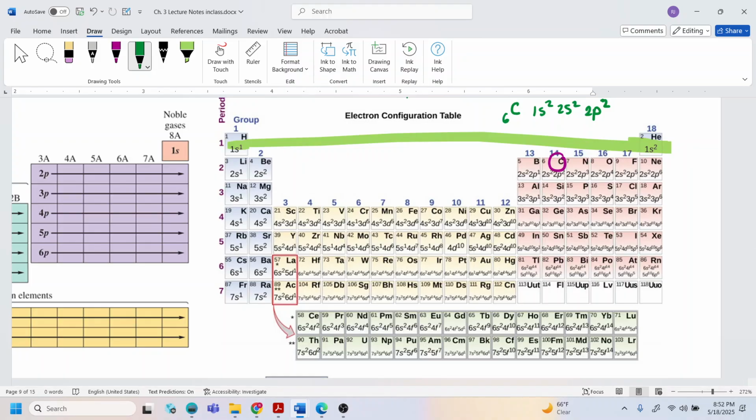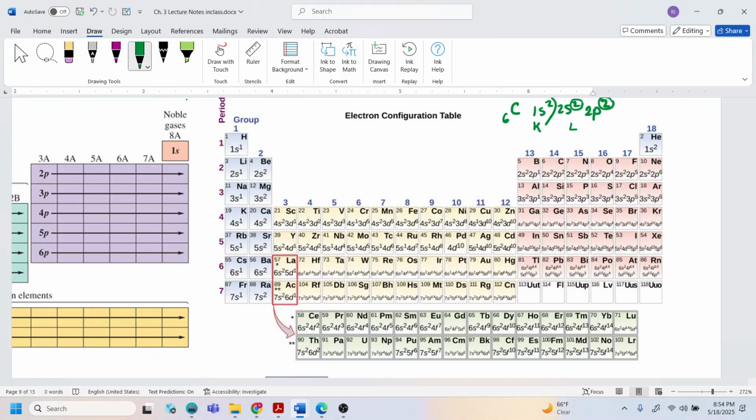The n equal to 1 is completely filled. This is the K shell, and the L shell is not. This is why, if you take a look, carbon has 4 valence electrons. It is in group number 4 because its outermost shell is made up of 4 electrons.